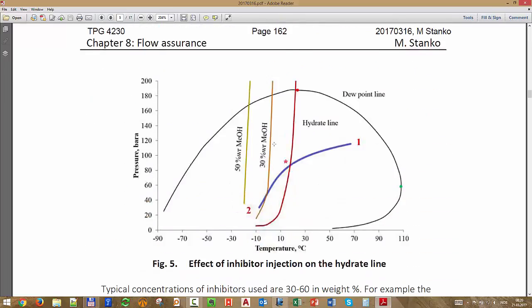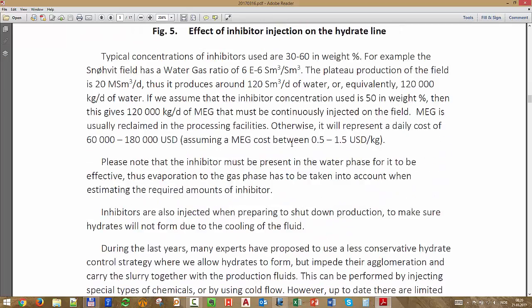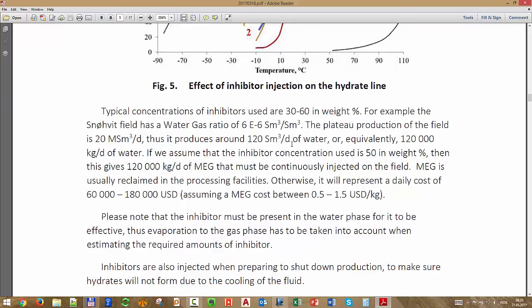And also these are data taken from the same example. What happens if you now add an inhibitor, in this case methanol, is that the line goes to the left. I think I did it, but much less professionally.